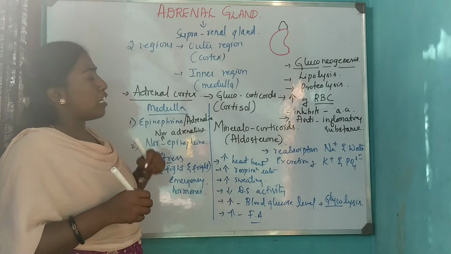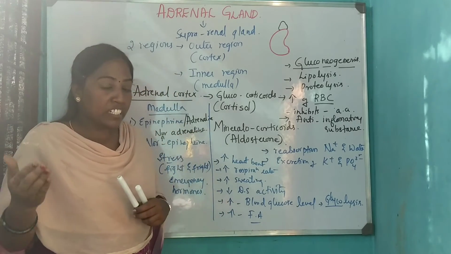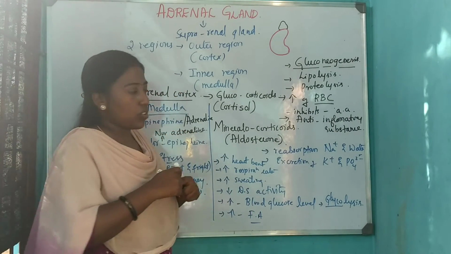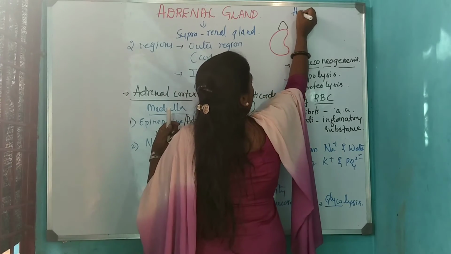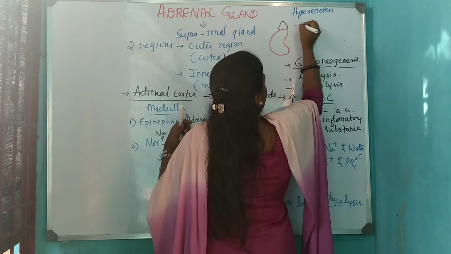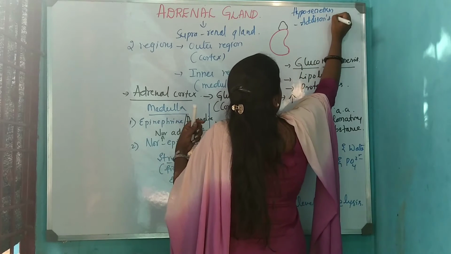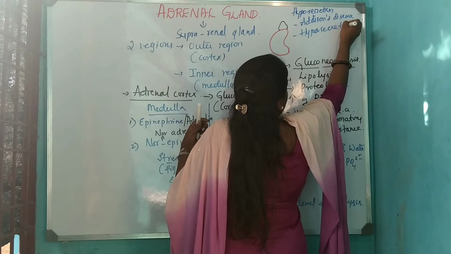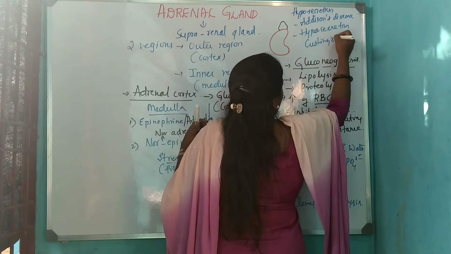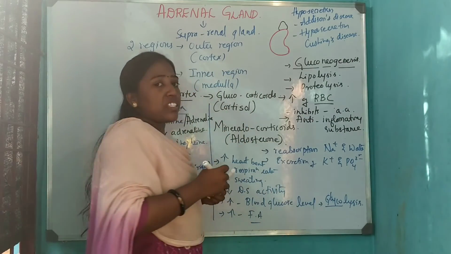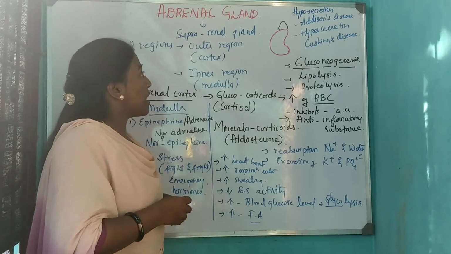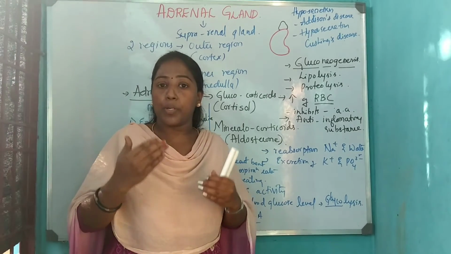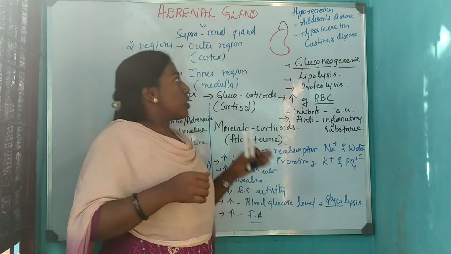If you see the diseases of the adrenal gland, hyposecretion, meaning less secretion, causes a disease called Addison's disease. Hypersecretion causes a disease called Cushing's disease. As I already told you, in Addison's disease there is a loss of water and ions from the body. In Cushing's disease, the symptom is a fatty appearance, with more deposition of fat in the abdomen region and the thigh region. So that is regarding the adrenal gland.